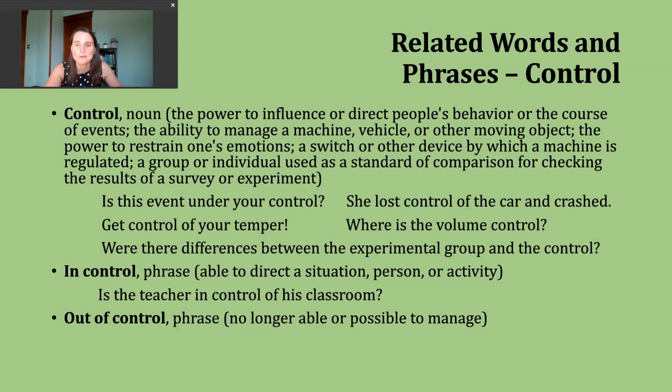It's out of control. So if we're no longer able to manage some situation, a person or activity, or if it's just no longer possible to direct their behavior, you might hear this phrase used. An example of this might be, the fire is burning out of control. So there may be firefighters present and working, and there might be all kinds of tools, but it's still burning, and their efforts are not managing the fire. That's what's meant by out of control in this sentence.